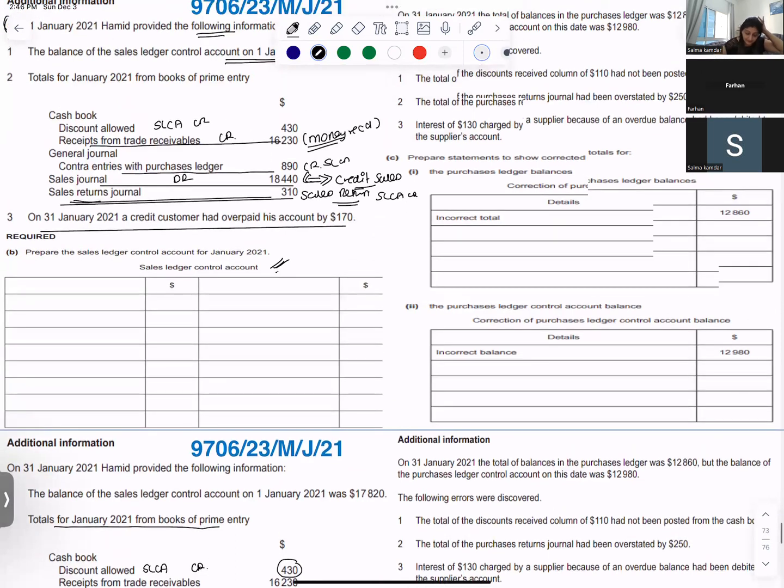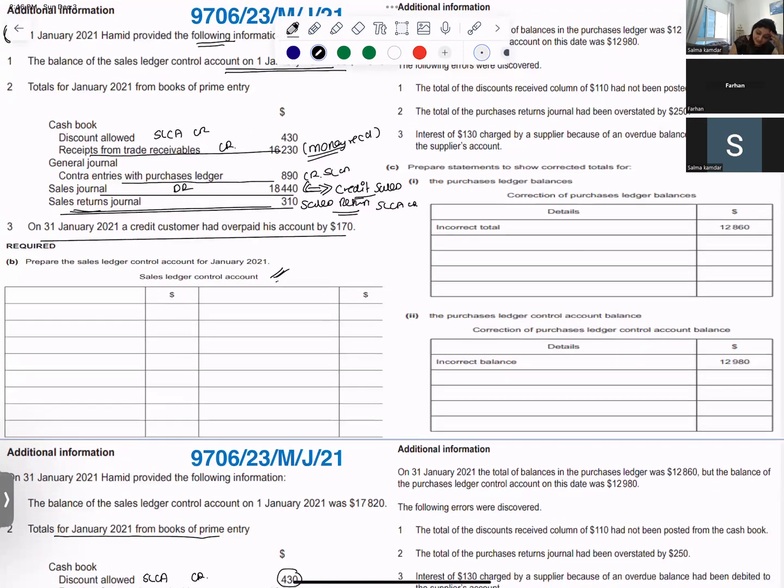Overpaid, right? He overpaid. Now listen to me. Sales ledger control account. What is the normal balance of the sales ledger control account? Normal balance is a debit balance. So the balance brought down is debit and the balance carried down is credit. Are you with me? Okay. This is the normal balance.